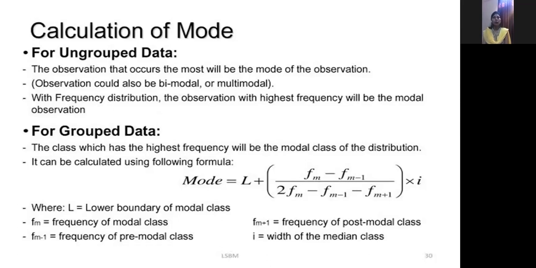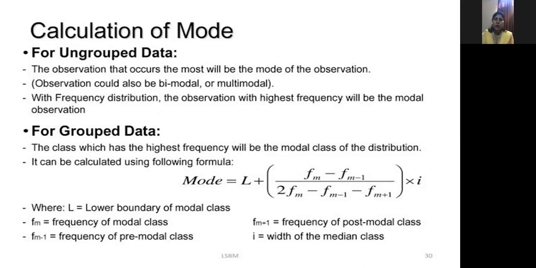But for grouped data, the method changes a little. For grouped data, we need to calculate the mode with the help of a different formula. The formula for mode is written here, and this is the formula we use to calculate mode for grouped data, which is given in the form of different data groups. Let's understand what is written in this formula. Here, l represents the modal class, that means the class interval.